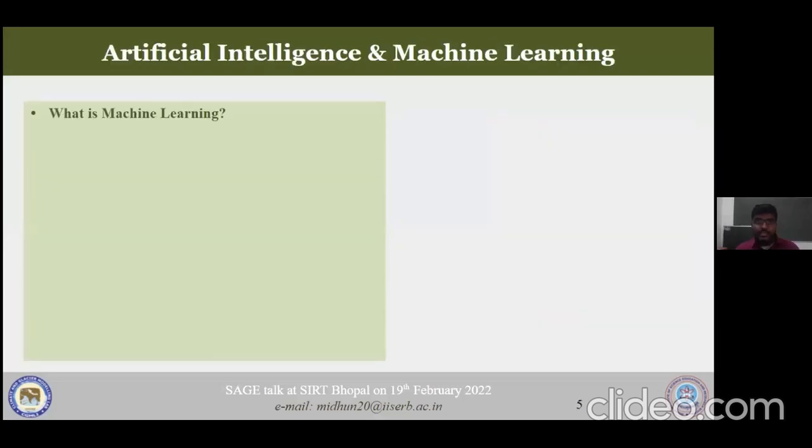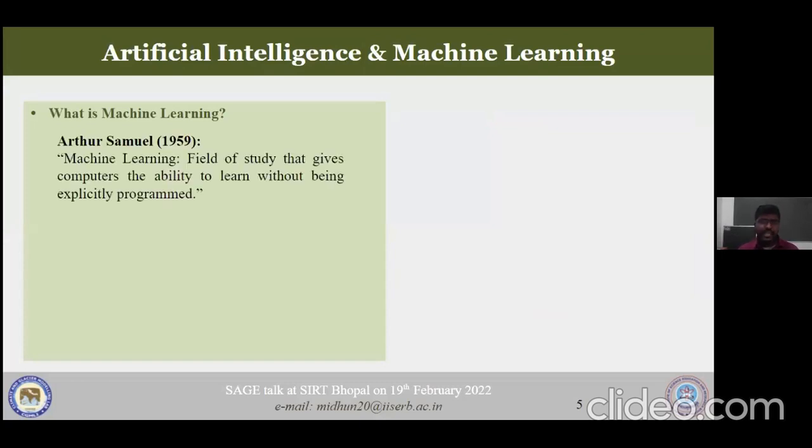Let me give a brief introduction about artificial intelligence and machine learning. So basically, what is machine learning? Even though it is getting gigantic attention now, this idea evolved around 1959. Arthur Samuel, a computer scientist, coined the term machine learning, which is a field of study that gives computers the ability to learn without being explicitly programmed.